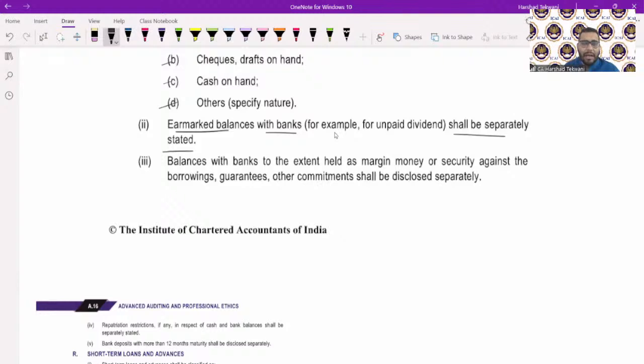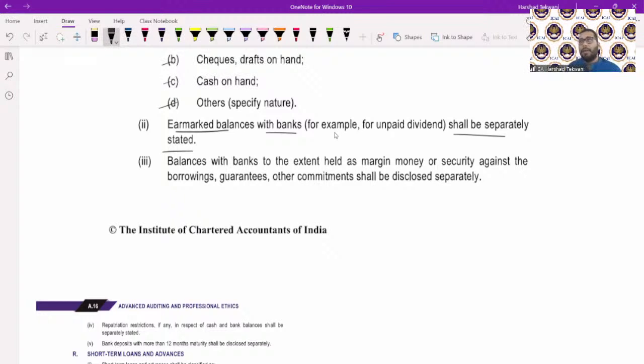So earmarked balances are marked separately for some particular purpose. So amount reserved in banks or in an account, which we cannot use other than for a specific purpose. Let's say, for example, unpaid dividend. I cannot use that money. I need to keep that balance separately, because either now or in future I need to pay that dividend, or if I'm not paying that dividend, I need to transfer that amount to the Investor Education and Protection Fund. In the same way, there are certain amounts which I need to keep in a separate bank account, specifically for some specific purpose.